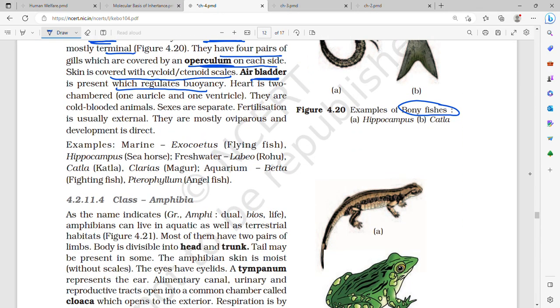Heart is two-chambered again. They are cold-blooded again, poikilothermous. Sexes are separate. Fertilization is usually external. They are mostly oviparous and development is direct. In Chondrichthyes, many of them were viviparous.